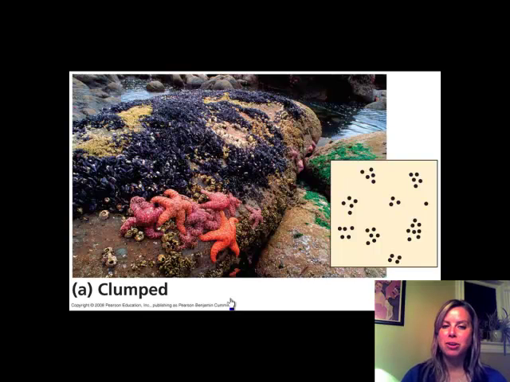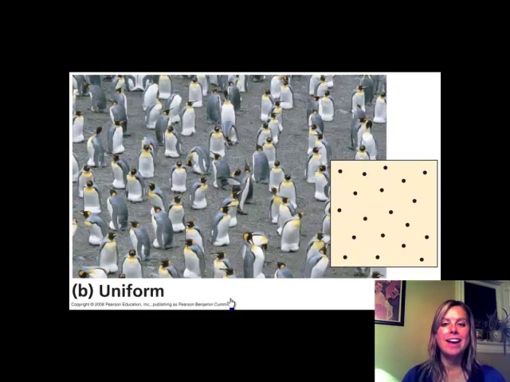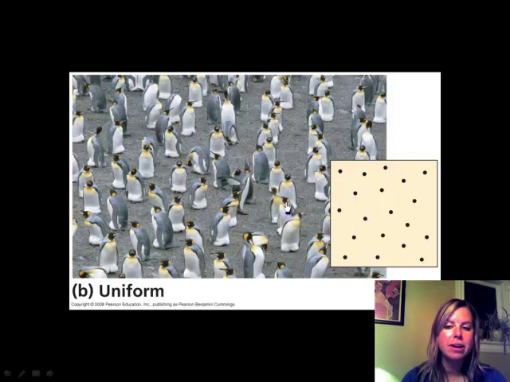Now, the next type is pretty cool, and that's going to be uniform. And so you can see that there's pretty much an exact amount of space between each individual that's uniform throughout the population. Penguins are notorious for doing this. Now I want you to think about why that would happen. So if you look at these penguins, what do you think would happen if this guy moved a little bit closer to this guy? Most likely what's going to happen is this guy is going to peck at him and fight him because that's his territory. So uniform distribution patterns are usually going to be the result of some sort of repulsion between individuals.